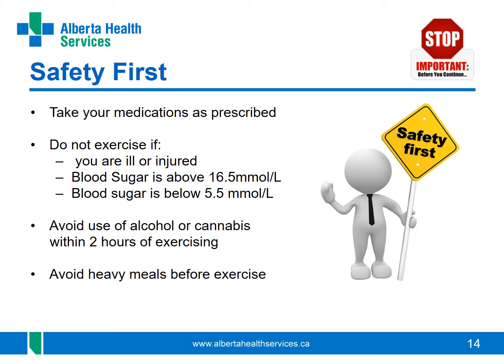If you have diabetes, I highly recommend that when you're starting a new exercise program, you're measuring your blood sugars before exercise and maybe even after. Your sugars should fall within the range of 5.5 to 16.5. If you're on the lower end, consider having a snack or a meal before you begin. And if you're on the higher end, you might want to wait a little bit, make sure you took your medications as prescribed, hydrate if that's within your fluid limits. We also recommend avoiding the use of alcohol or cannabis within 2 hours of exercising and avoid heavy meals right before exercise.